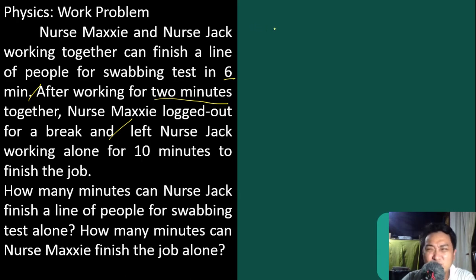Ayan. So here we are dealing with a work problem, and usually yung mga work problem ini-express sila as fractions, or in terms of rate. Yung rate ng bawat nurse, in this case. Hindi pa natin alam kung ilang minutes matatapos ni Maxi at saka ni Jack yung swabbing test pag si Maxi lang yung nagtatrabaho or si Jack lang yung nagtatrabaho alone, mag-isa. So, ang gagawin natin, we will express them as fractions.